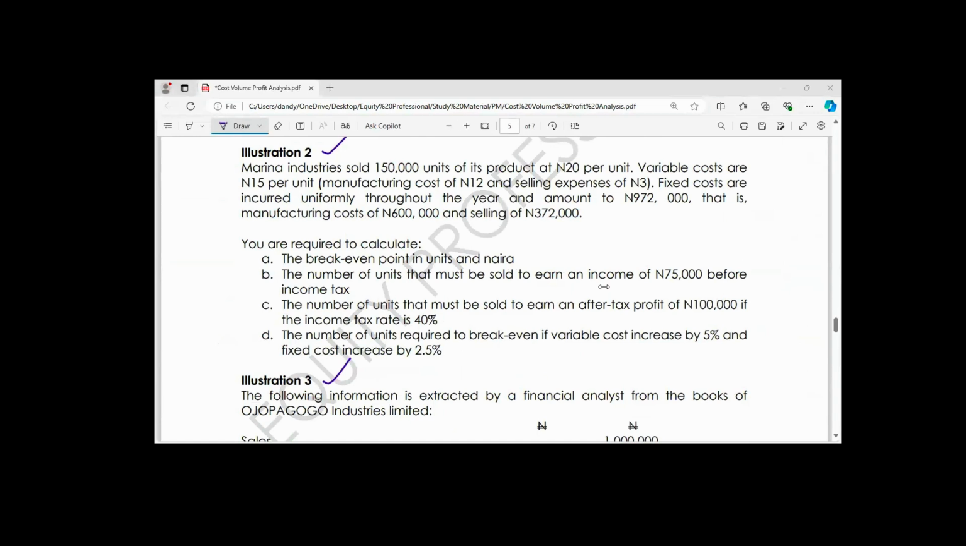Marina Industries sold 150,000 units of its products at 20 naira per unit. Variable costs are 15 naira per unit: manufacturing costs of 12 naira and selling expenses of 3 naira. Fixed costs are incurred uniformly throughout the year and amount to 972,000 naira. That is manufacturing cost of 600,000 and selling of 372,000.